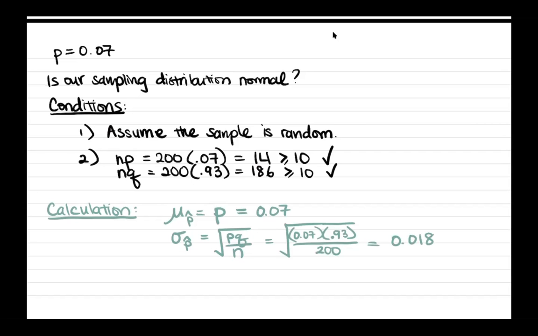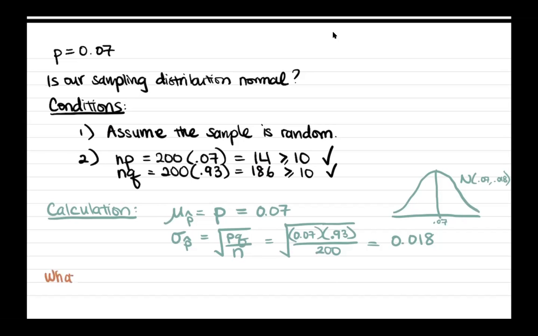So that means I have a normal sampling distribution centered at 0.07 with a standard deviation of 0.018. Okay, questions on finding the mean or standard deviation? If not, then let's go ahead and find the probability.